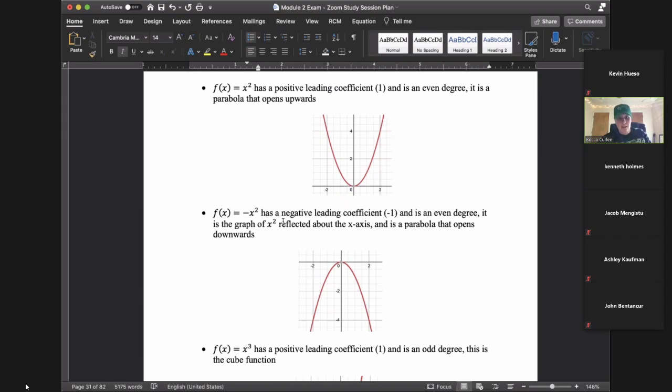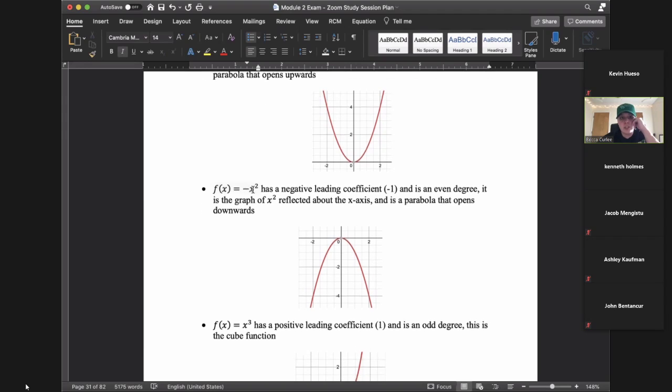Now f of x equals negative x squared. This is basically just reflected. Remember, we're affecting the y values, so we reflect it on the x-axis. Negative x squared has a negative leading coefficient, which is -1, and it is an even degree. It's the graph of x squared reflected about the x-axis, a parabola that opens downwards. Anything that has a negative leading coefficient and an even degree is going to have the same end behavior as this graph right here.